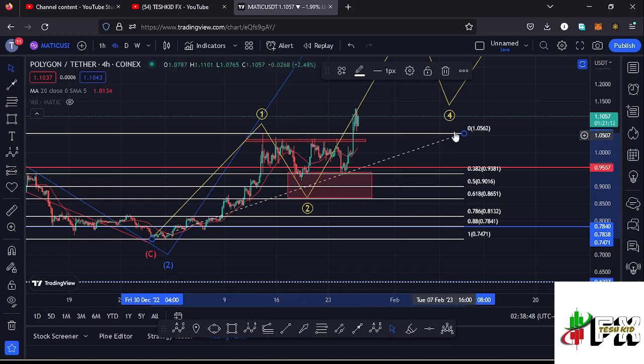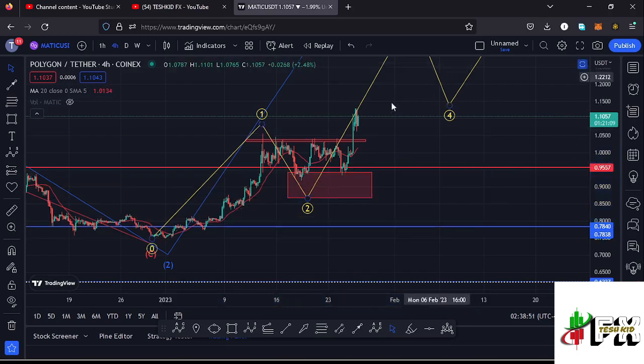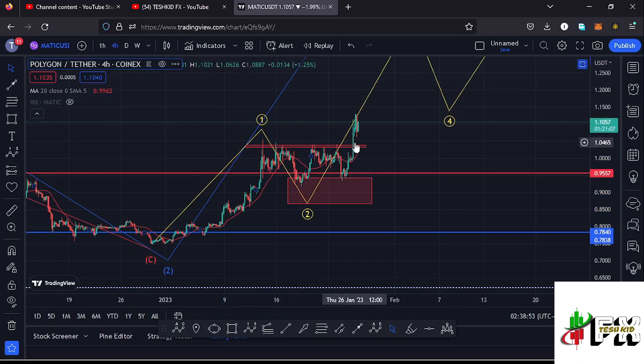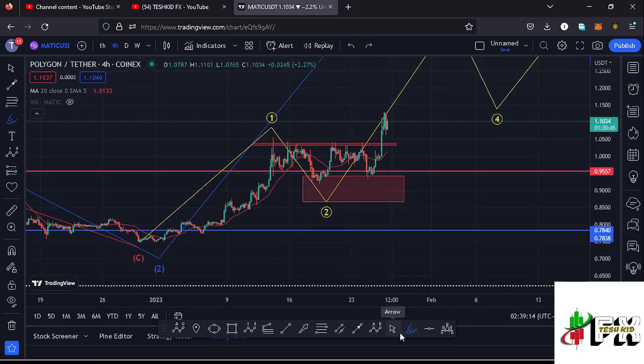And yesterday we managed to break above the key area of resistance at around the $1.05 mark, which is a key area of resistance where you can see we tried to break above it at this point and at this point, but we got rejected.